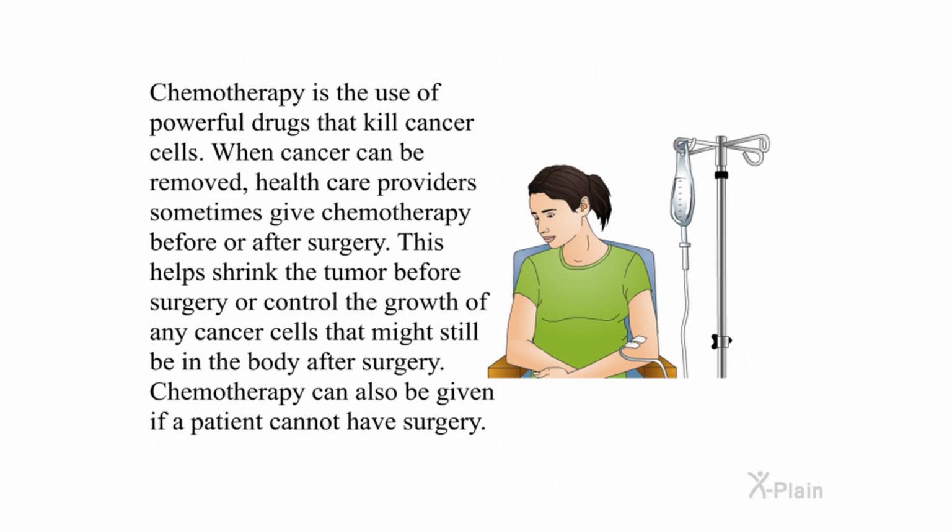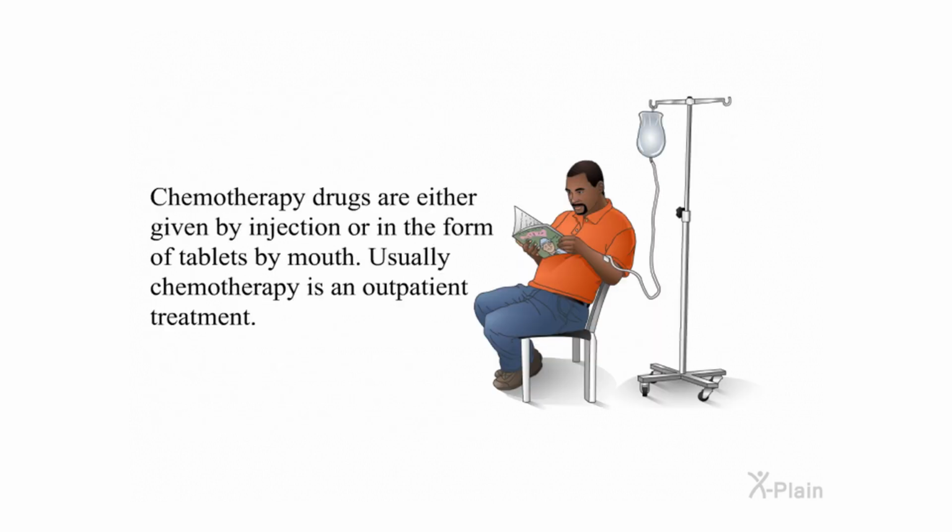Chemotherapy is the use of powerful drugs that kill cancer cells. When cancer can be removed, healthcare providers sometimes give chemotherapy before or after surgery. This helps shrink the tumor before surgery or control the growth of any cancer cells that might still be in the body after surgery. Chemotherapy can also be given if a patient cannot have surgery. Chemotherapy drugs are either given by injection or in the form of tablets by mouth. Usually, chemotherapy is an outpatient treatment.